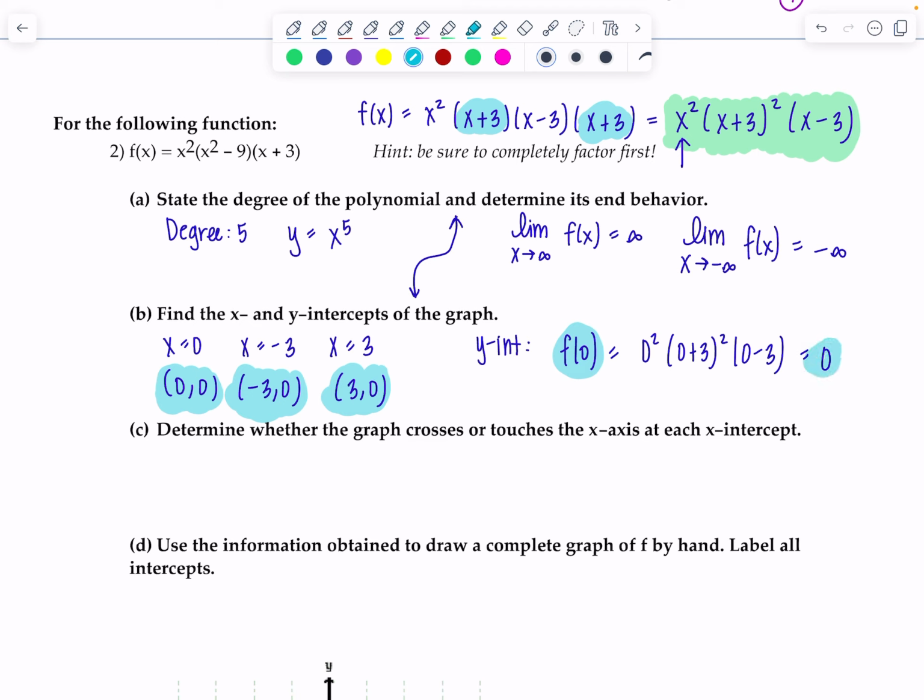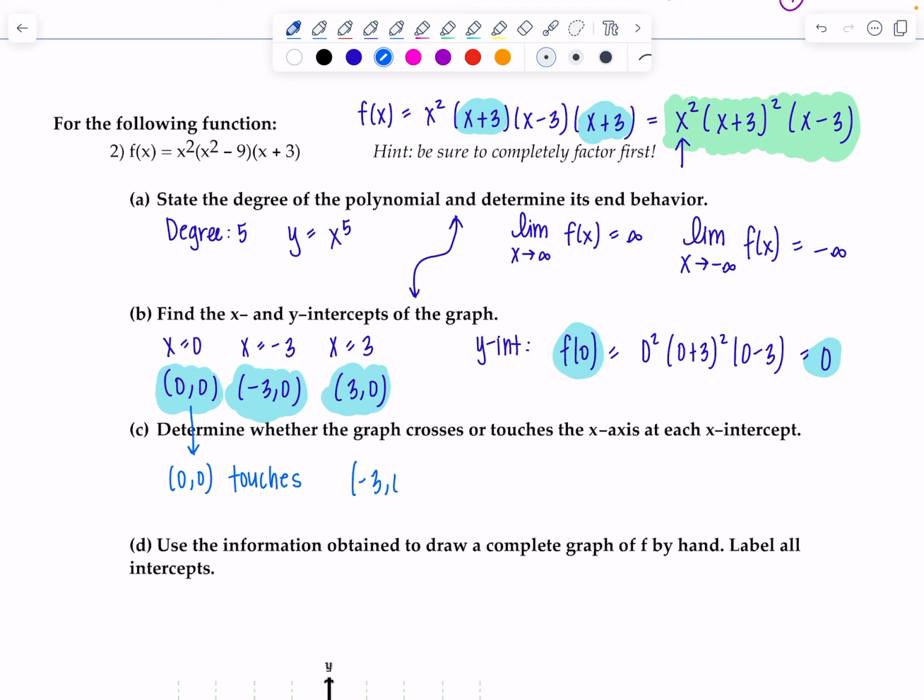Now what we want to do is figure out whether the graph is going to cross or just touch and bounce back off the x-axis at each x-intercept. And the way to tell is by looking at the multiplicity of each of the intercepts. So 0, 0, that has multiplicity 2 because it came from x squared, right? So that root is in the polynomial twice. If the multiplicity is 2, an even number, then it touches the x-axis at that point.